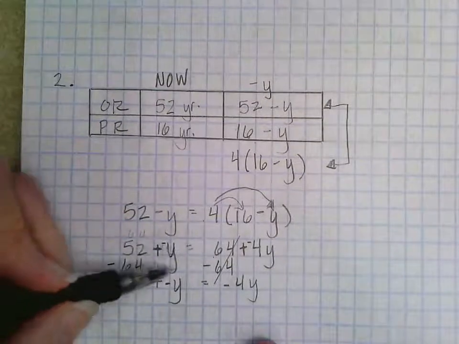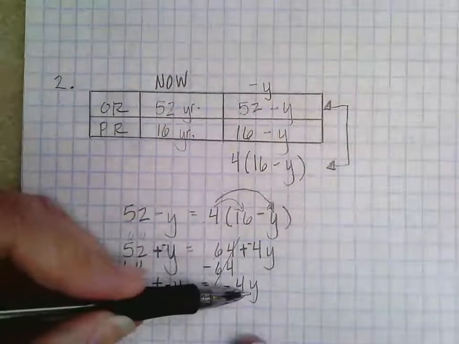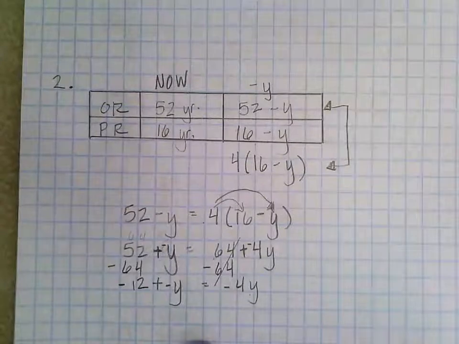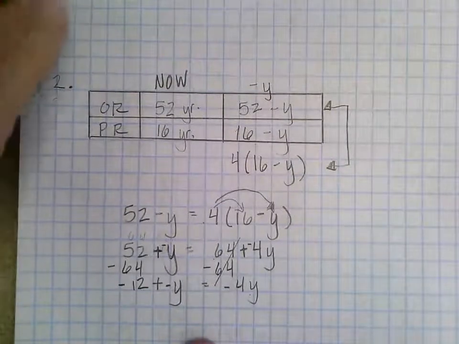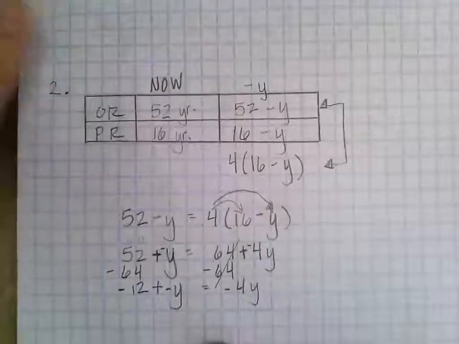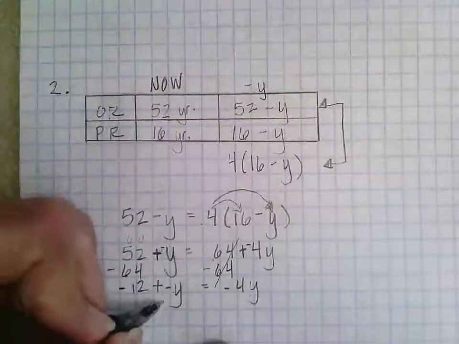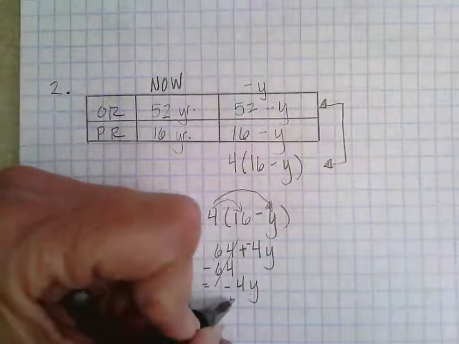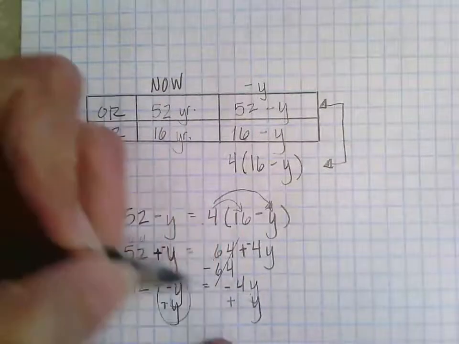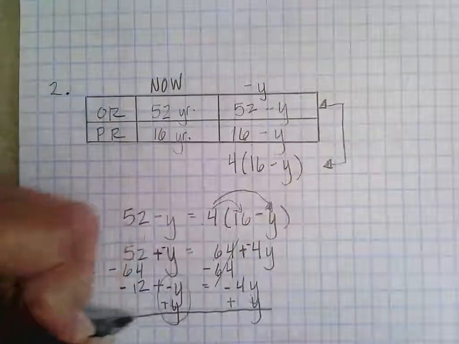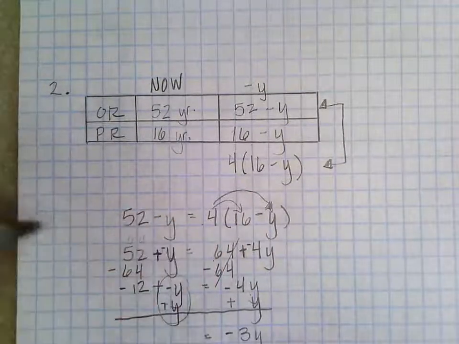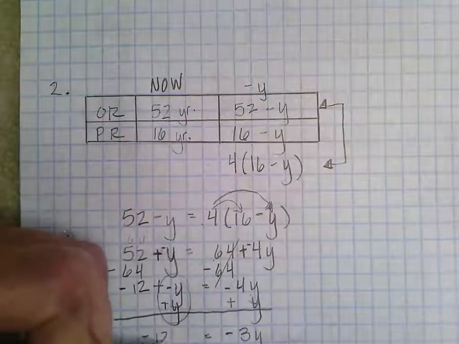So now I have y's on one side, but I have y's and numbers on the other side. So what I can do is add a y on this side to get these to 0 because they're opposite, and add a y over here, and then I'm going to get negative 3y equals negative 12.